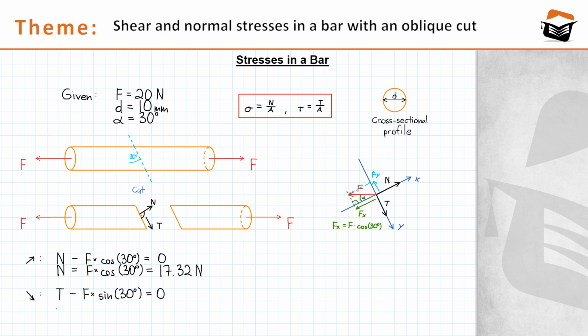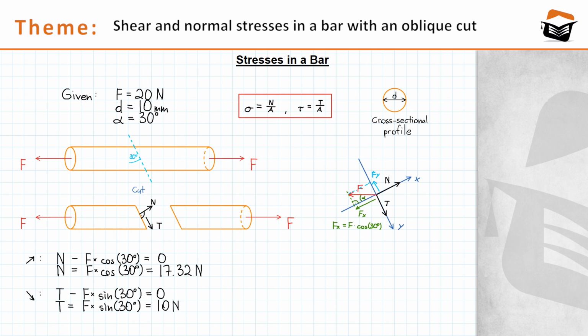And if we rearrange this equation, we're going to have T is equal to F times sine 30 degrees, and that's equal to 10 Newton. The sine of 30 degrees is 0.5, and 0.5 times 20 Newton is equal to 10 Newton.